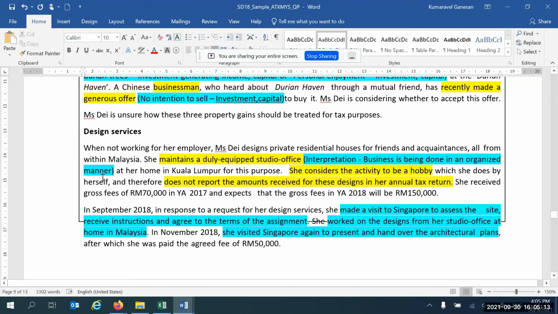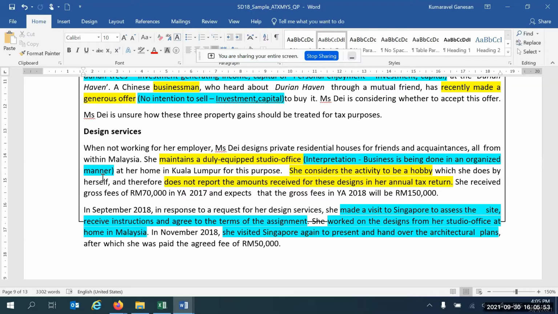Now, the first sentence is just telling you she designs private residential houses. She maintains a duly equipped studio office. This means that the business is done in an organized manner. You may not really get that interpretation, but in general, she has like a fixed place of business. So you can write that she has a fixed place of business. Okay, she does not report the amounts. That is the last question.